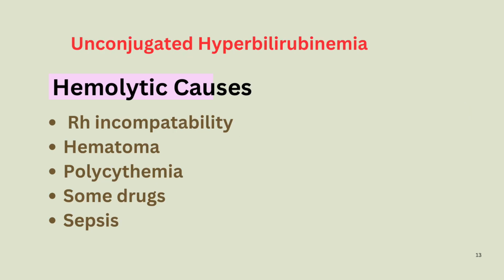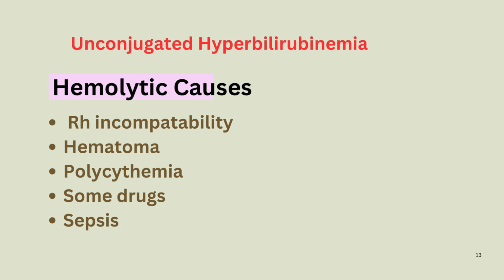First one, the hemolytic causes include Rh incompatibility, hematoma, polycythemia, some drugs, and sepsis. First I told Rh incompatibility. If an Rh positive baby is born to an Rh negative mother, that can cause hemolytic anemia. Again, hemolysis of RBCs causes increased level of bilirubin in blood.